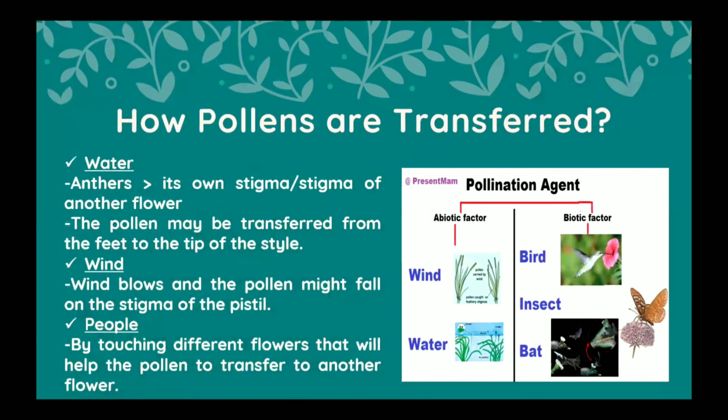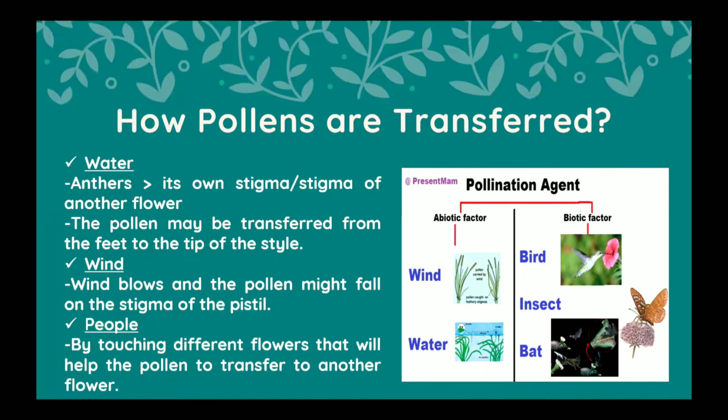The pollen grains of aquatic plants may drift on water and reach other flowers and start pollination. Although less common, pollination in water occurs especially in some pond reeds. Wind pollination occurs when pollens from flowers are transported by the wind. Crops such as rye, oats, and barley are pollinated by wind. Grasses, some trees, species, and shrubs are wind pollinated too. Wind blows and the pollen might fall on the stigma of the pistil.